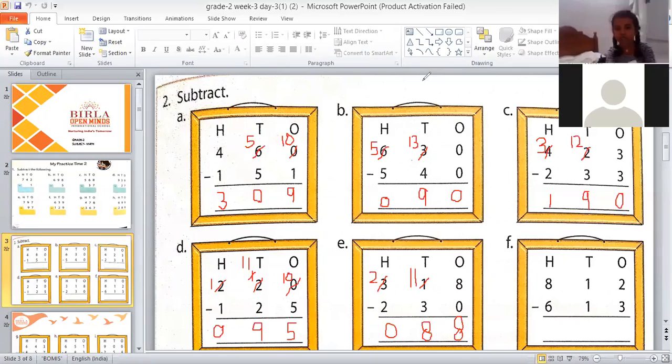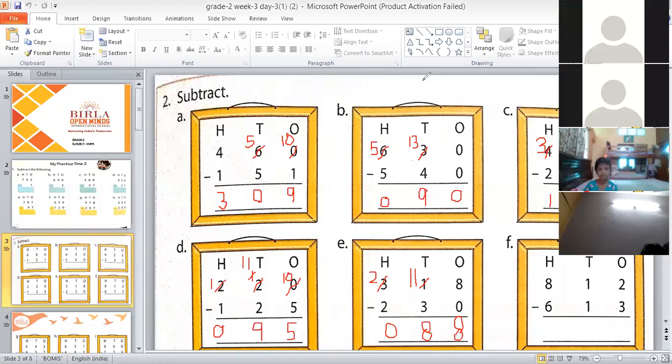Devansh, now are you there? Devansh! Devansh! Devansh? Yes, ma'am. He's gone to the washroom actually. Okay, no problem, ma'am. That's okay.